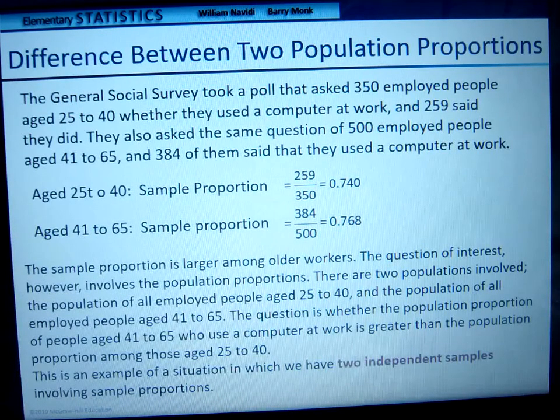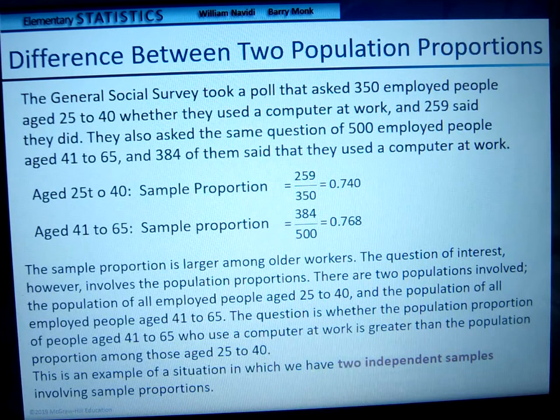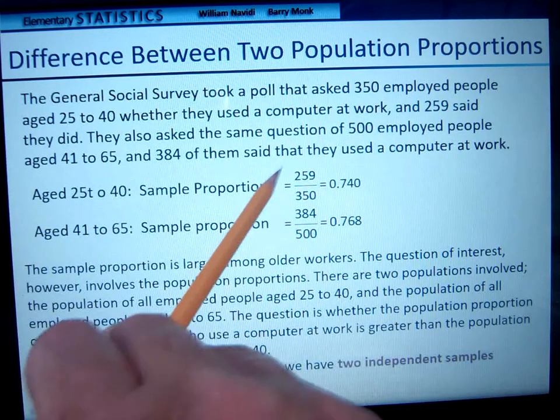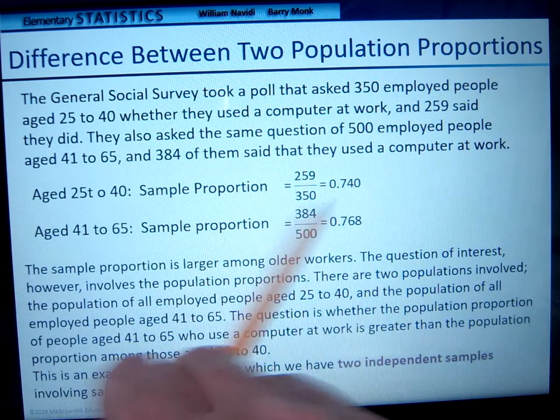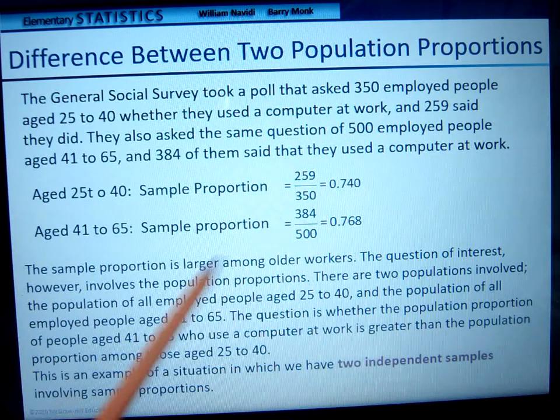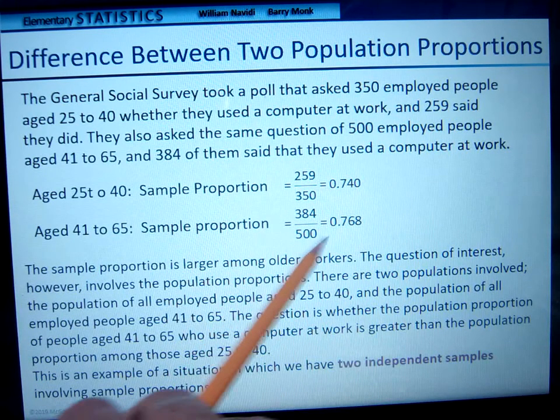So the General Social Survey took a poll that asked 350 employed people aged 25 to 40 whether they used a computer at work, and 259 said they did. They also asked the same question to 500 employed people aged 41 to 65, and 384 of them said that they used a computer at their work. So we're going to take a look at the age differences here. We have 25 to 40, which is 259 over 350 to get our proportion, and age 41 to 65 is going to be 384 over 500 to get the proportion.